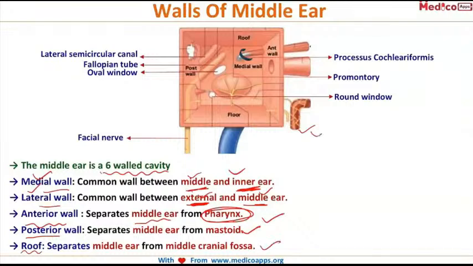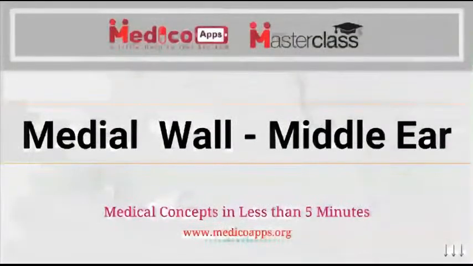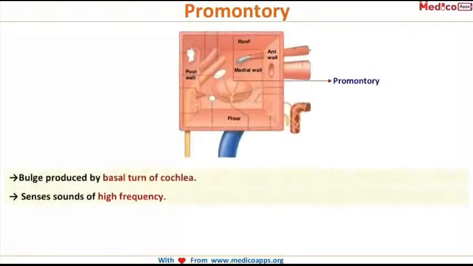So this is how the middle ear looks. We'll understand each of these structures in detail. Let's start off with the medial wall of the middle ear. The first important structure we're looking at is the promontory.